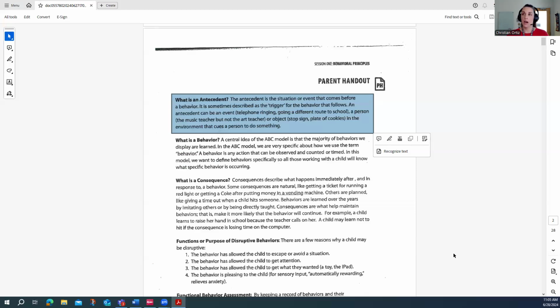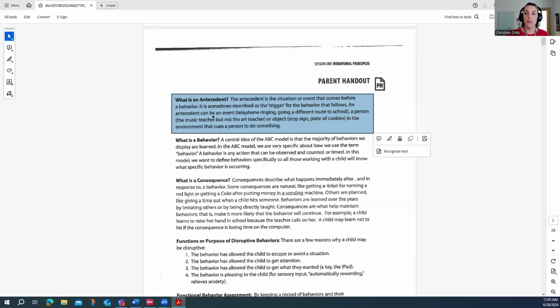and we start to develop a pattern. So when you go back here to the behavior, you're going to see that it's a learned behavior. A lot of our behaviors are learned. So to go back to the antecedent, what happens before the behavior, the antecedent is a situation or event that comes before a behavior. It is something described as a trigger for the behavior that follows.